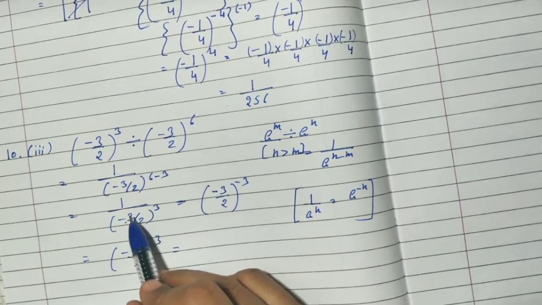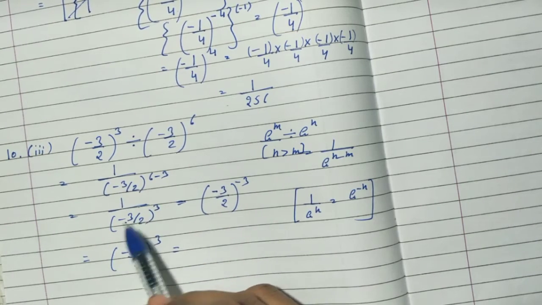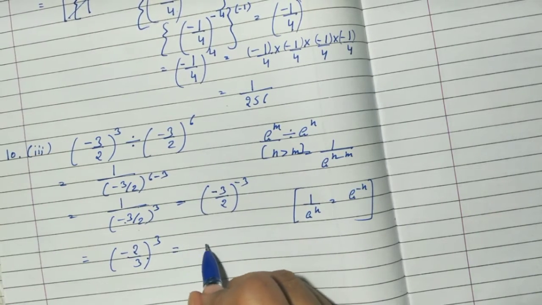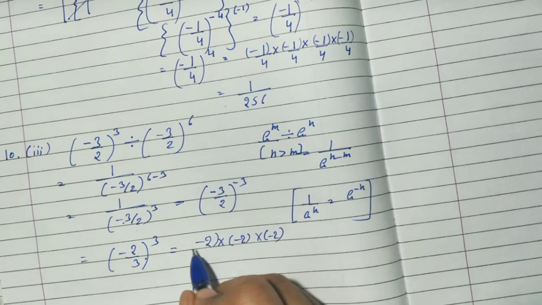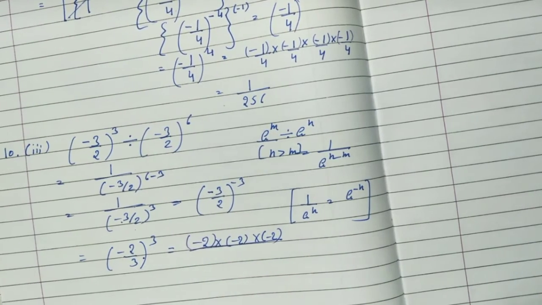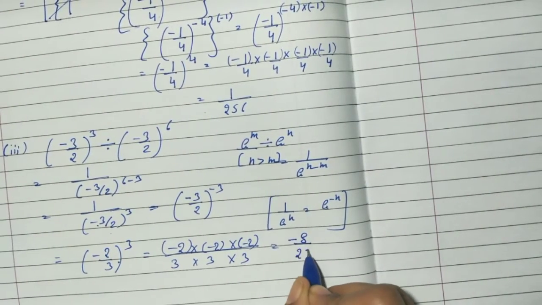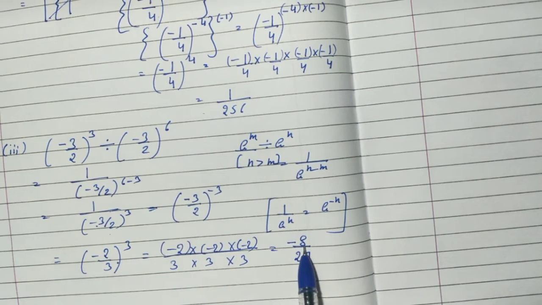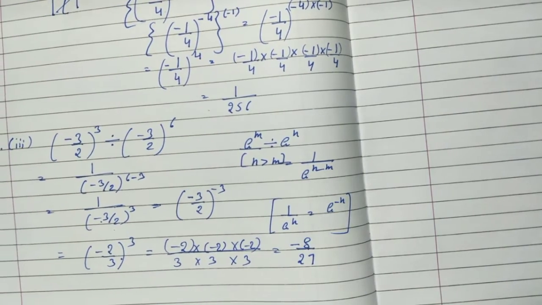You can follow after this step directly, if you want. It's -3/2, it becomes 2/3 taking the reciprocal. Then you will get (-2) multiply (-2) multiply (-2) divided by 3 into 3 into 3, which is -8/27. A negative number multiplied an odd number of times gives a negative answer. 2 twos are 4, 2 fours are 8, 3 threes are 9, 3 nines are 27. -8/27 is your answer.